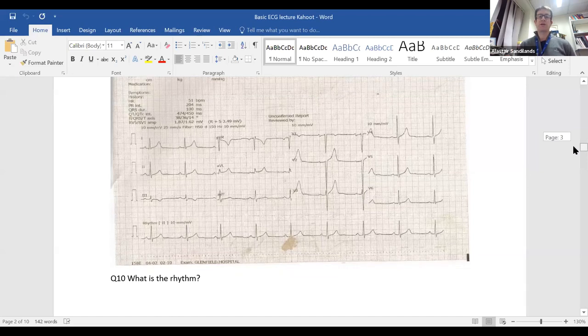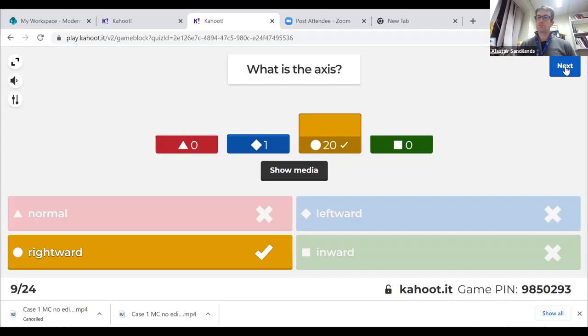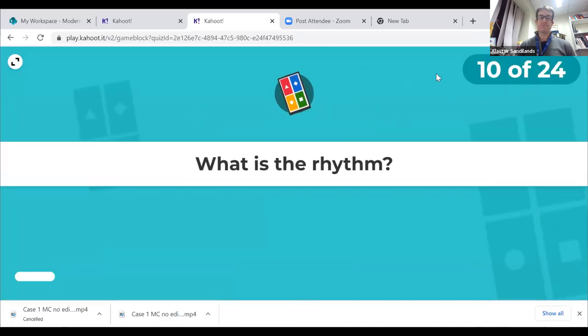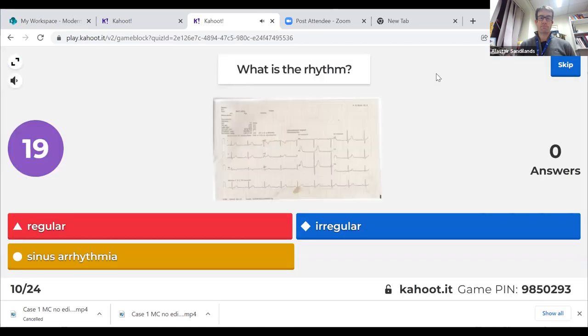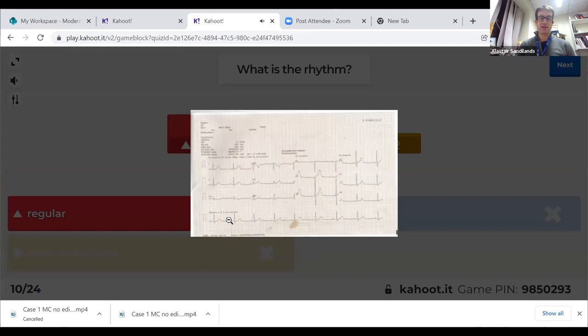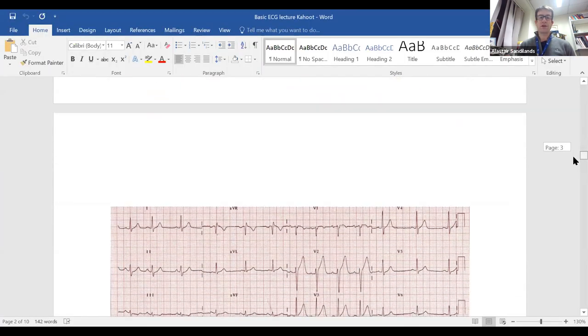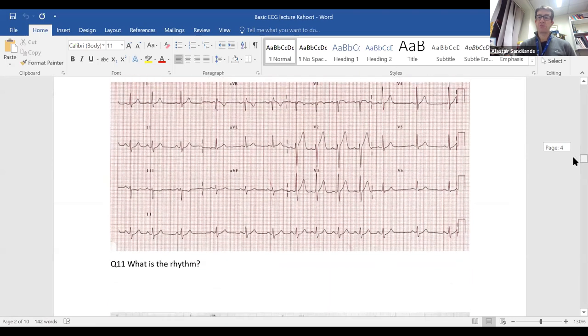So what is the rhythm? You should be glancing quickly. What is the rhythm? Yeah, very good. Regular. Spacing between every QRS is the same. What is the rhythm now? Number 11.